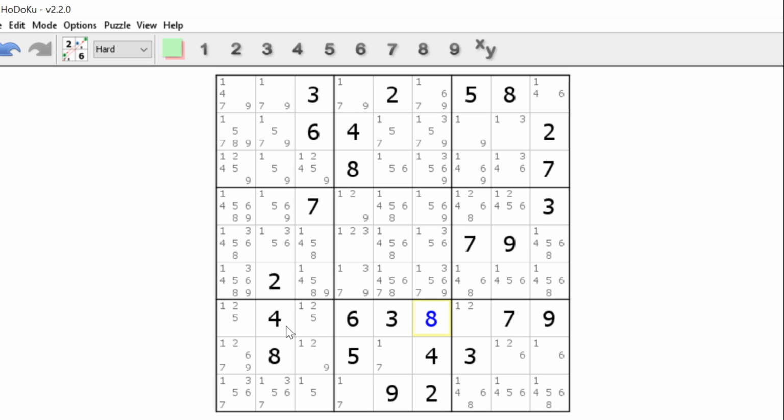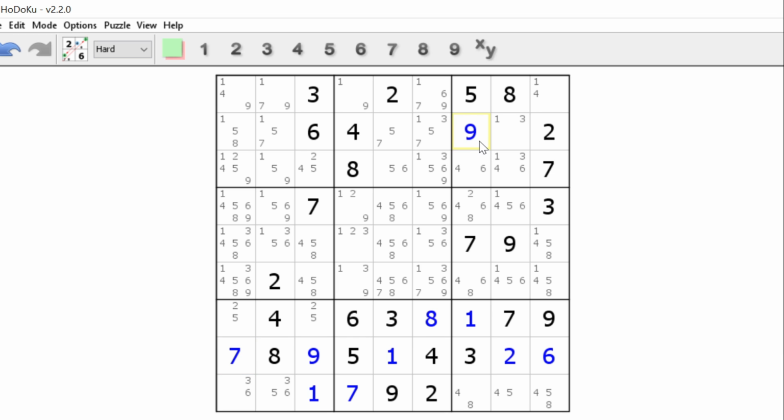Okay, so the 5s have to be in row 7 right there, so that 5 can be eliminated. That can be a 1. This is a 7, that's a 1. This is a 6, that's a 2. Here's a 1, 9, 7. All those are naked singles. We got a naked single 9 up here.